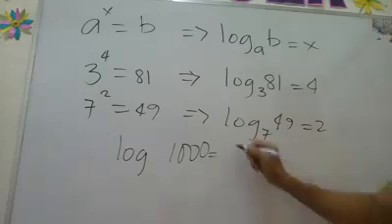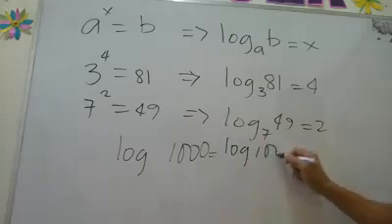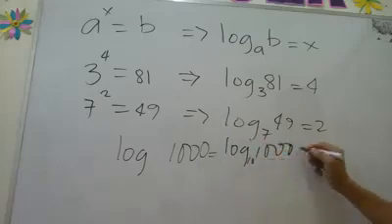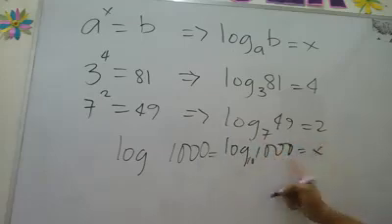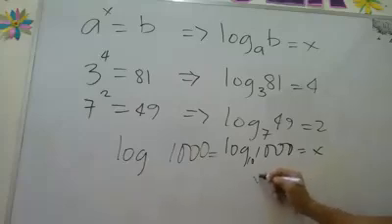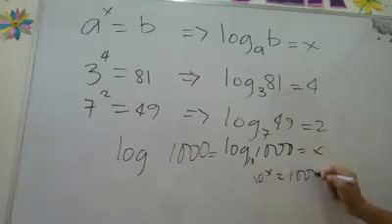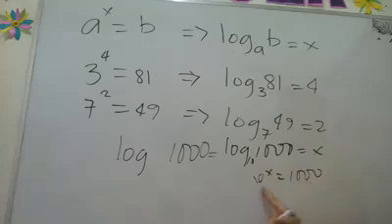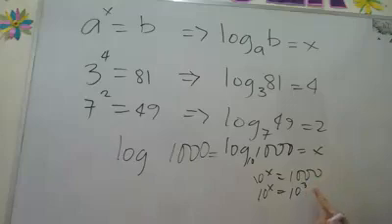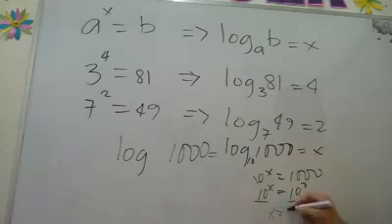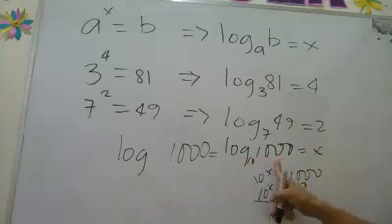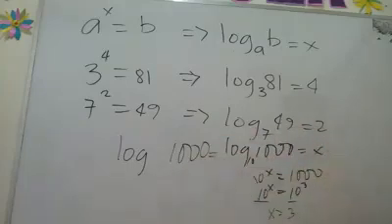So this one is equal to log 1000 to the base of 10, and that is equal to x. We don't know the value yet. So 10 raised to x is equal to 1000. That is 10 raised to x is equal to 10 raised to 3, because 10 times 10 times 10 is 1000. Since they now have the same base, we can say that x is equal to 3. There you go. The value of the logarithm of 1000 to the base of 10 is equal to 3.